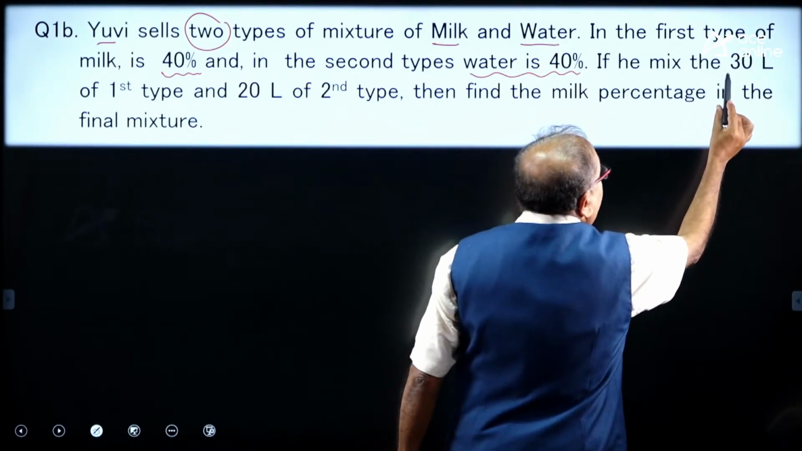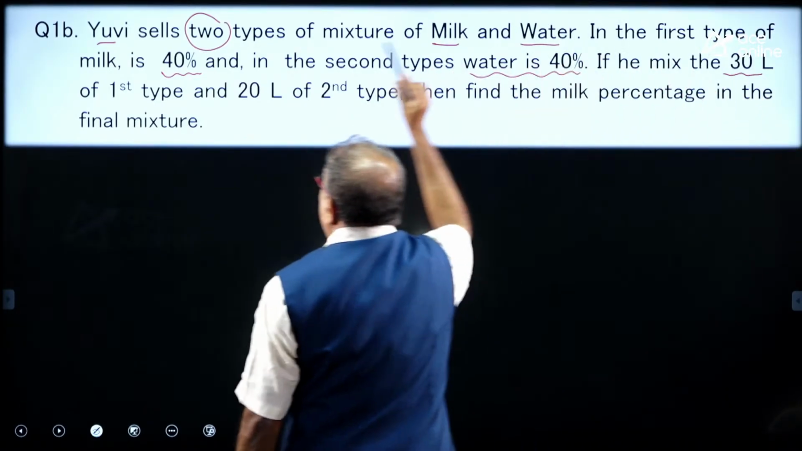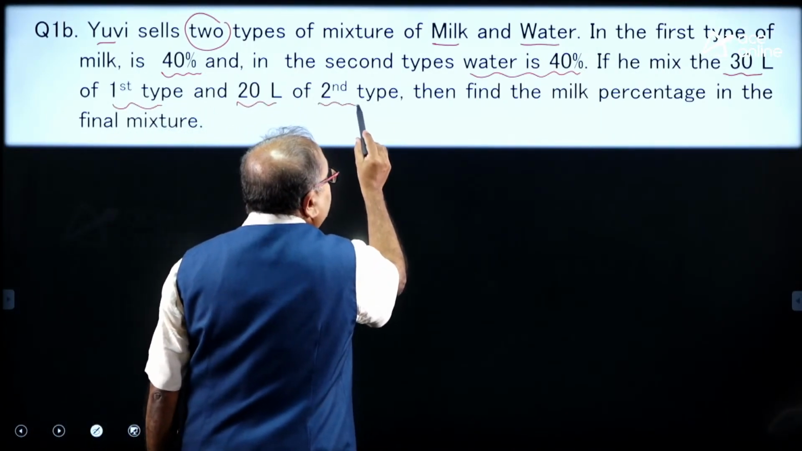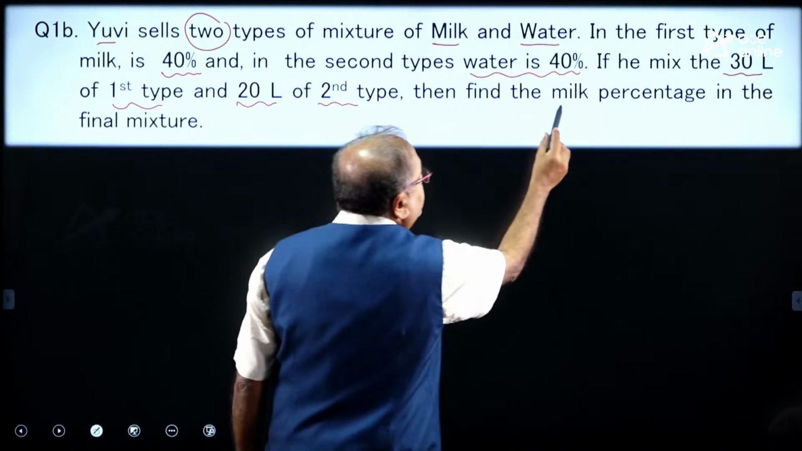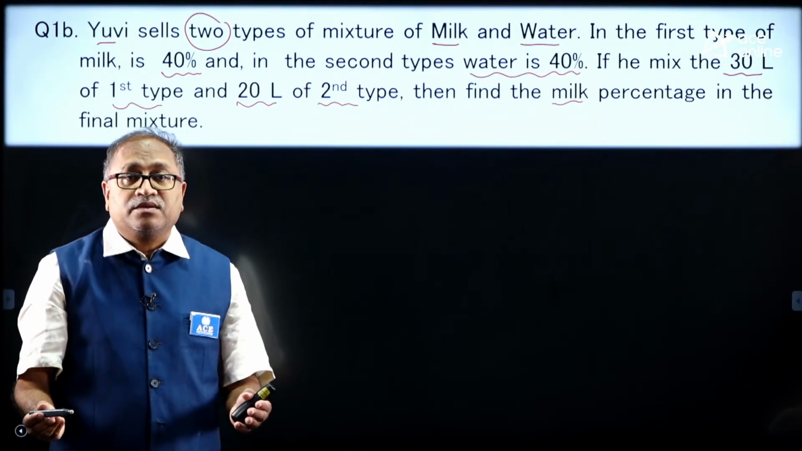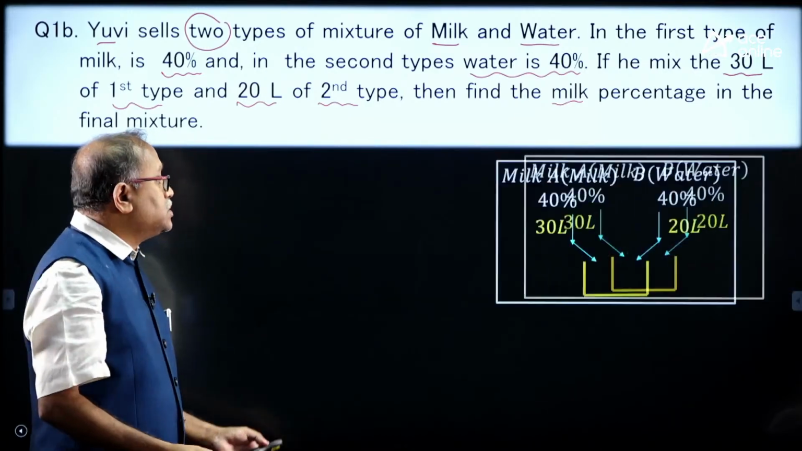Now, if he takes 30 liters of the first one and 20 liters of the second one, and then finds the milk percentage in the final mixture, this very frequently comes. So, this is what the question is.